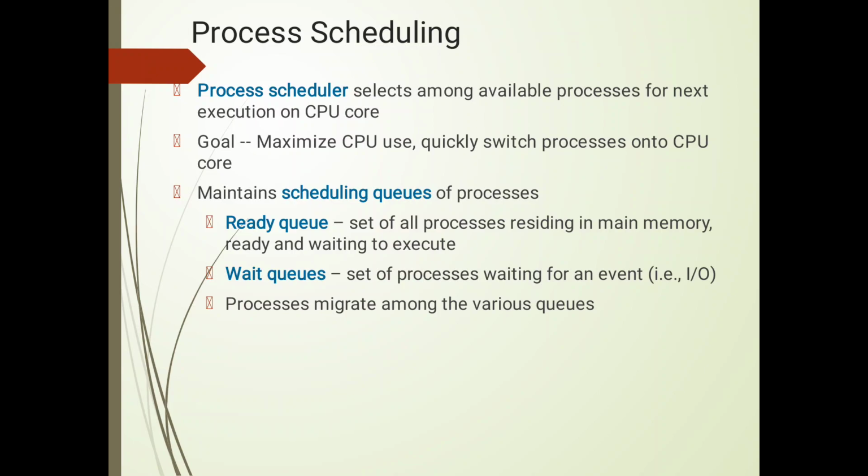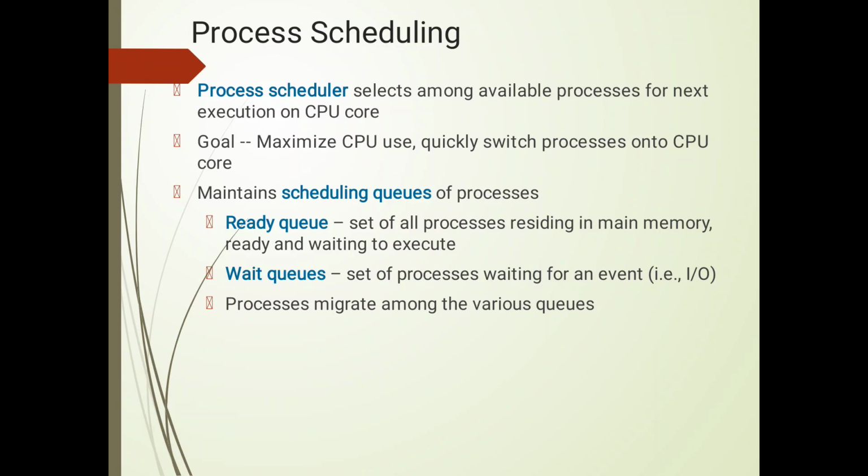In process scheduling, the process scheduler is used. The process scheduler selects among available processes for the next execution on the CPU core. Its goal is to maximize CPU use, quickly switch processes onto the CPU core, and also maintain the scheduling queues of processes. There are two queues, ready and wait queues.